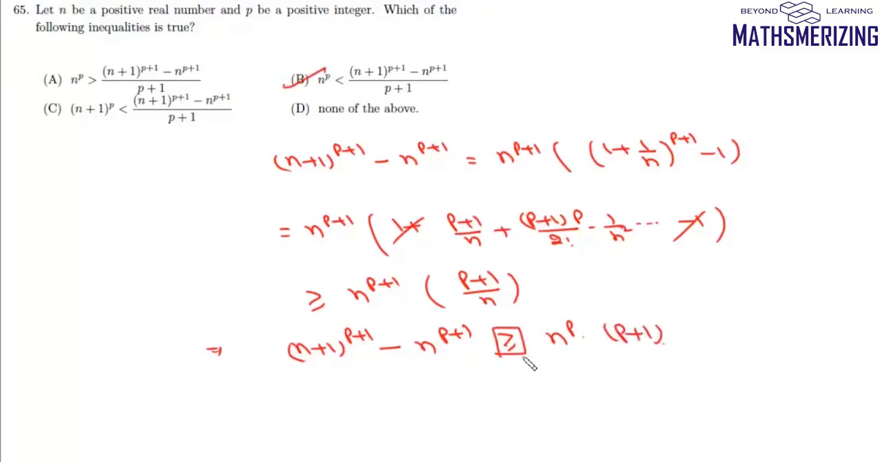We can use strict inequality in this case because we have left many terms. So n to the power p should be less than, taking this p plus 1 to the right hand side, (n plus 1) to the power p plus 1 minus n to the power p plus 1, upon p plus 1.